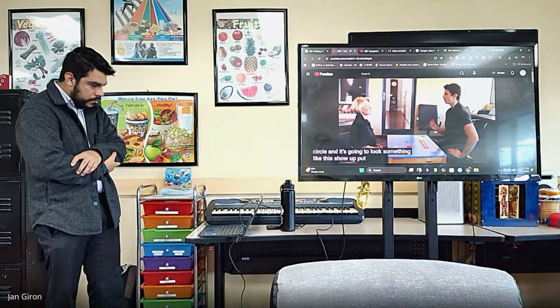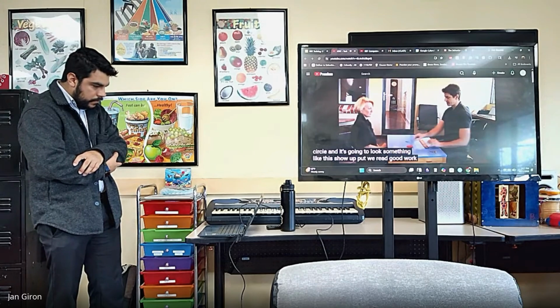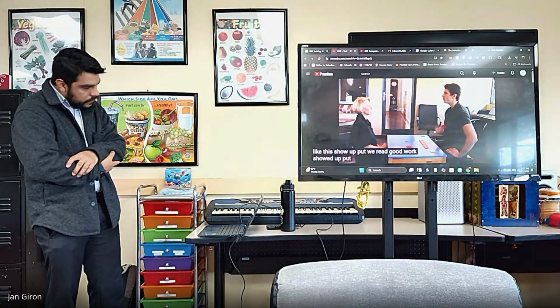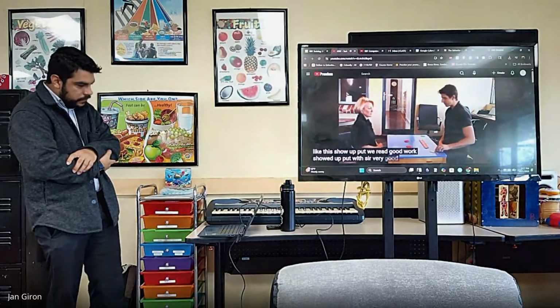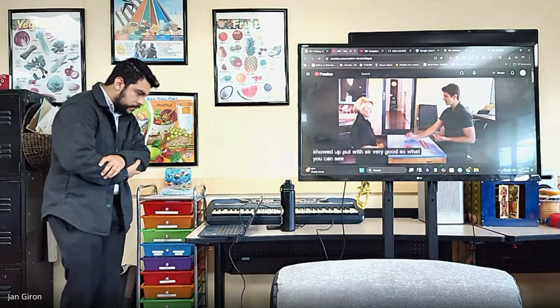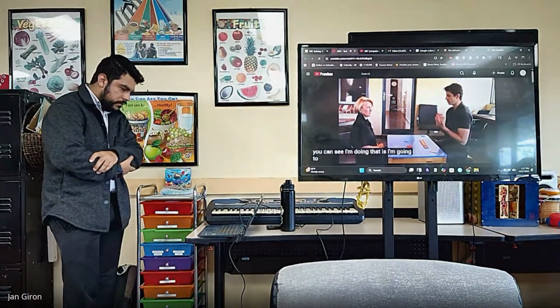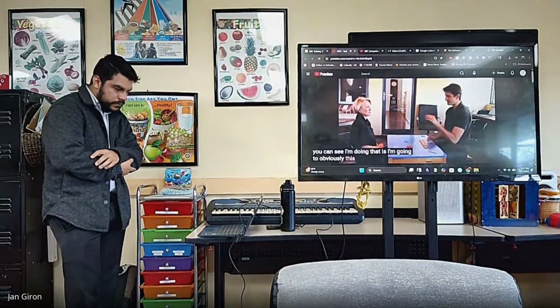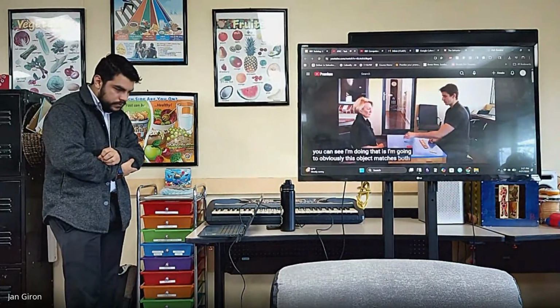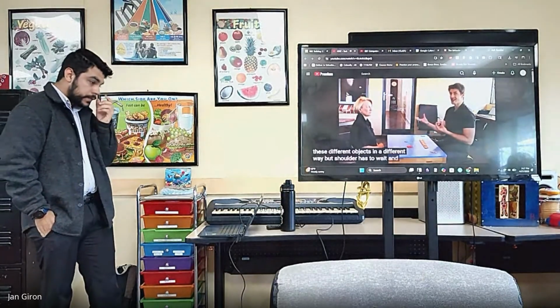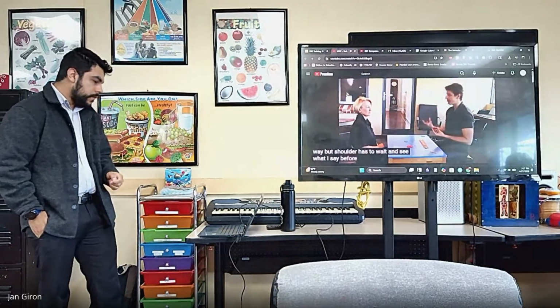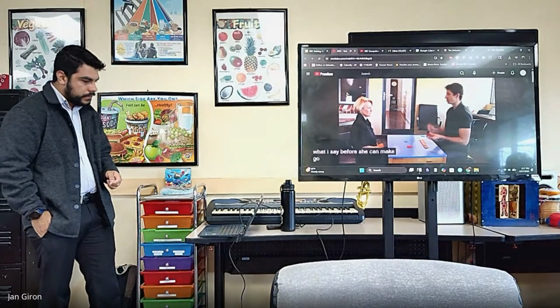Shoulder, with red. Good work. Shoulder, put with circle. Very good. So what you can see I'm doing there is, obviously this object matches both of these different objects in a different way, but Shoulder has to wait and see what I say before she can make that match in her own head.